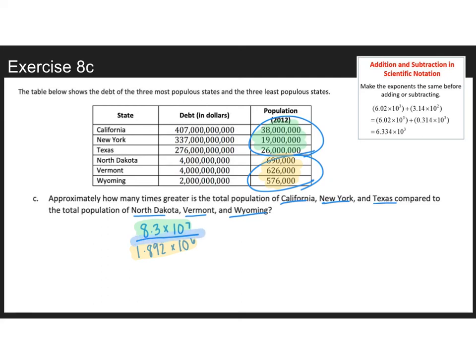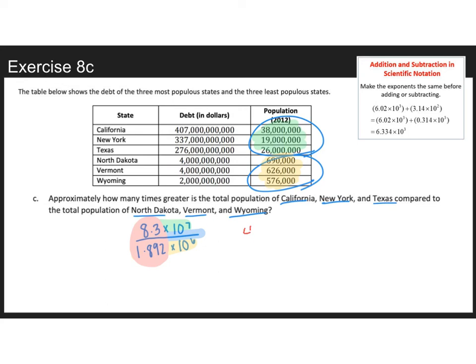Now, when we divide like regular, and then if we have the same base, we just subtract our exponents. So the first thing we're going to do is we're just going to divide these numbers normally. 8.3 in your calculator divided by 1.892. I get a very big number.